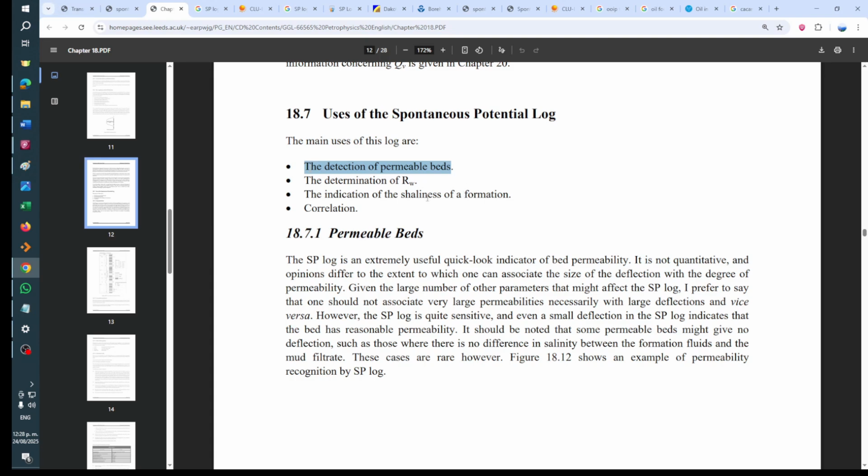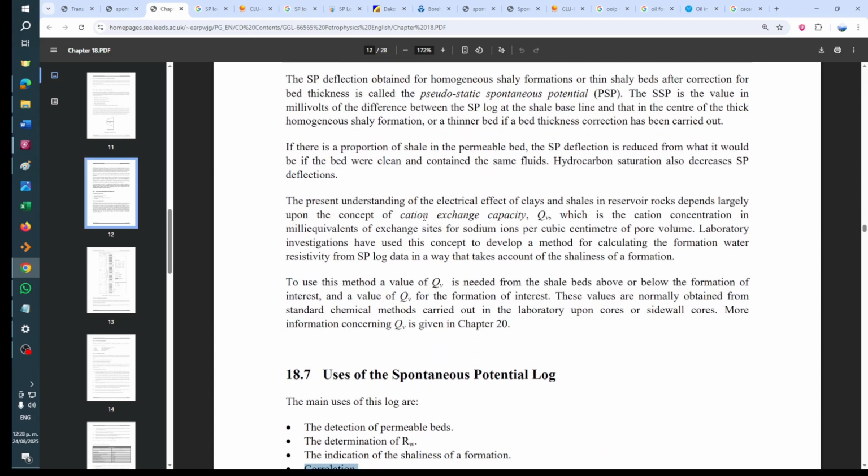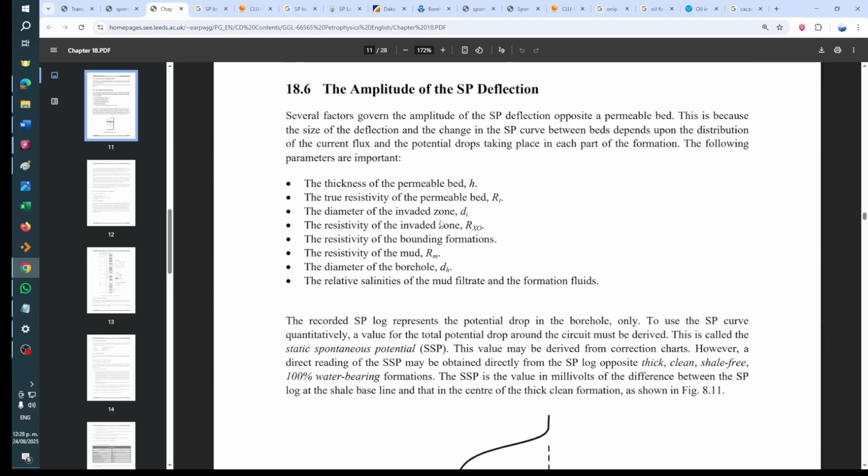But as we said before, for correlation we have to make sure that we are comparing apples with apples, right? Because we shouldn't compare wells that have different formation waters and different mud filtrate.